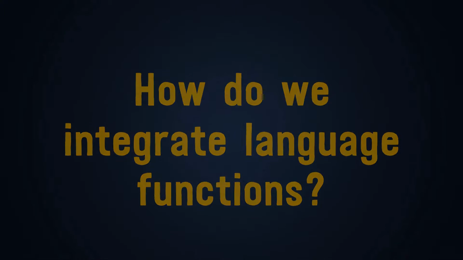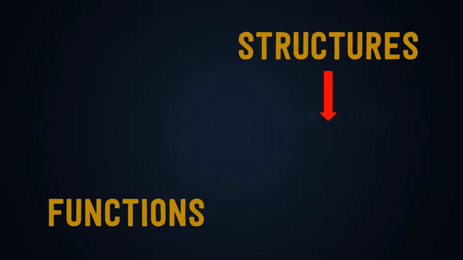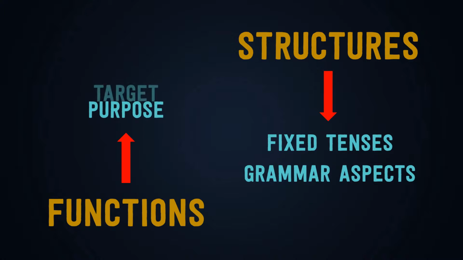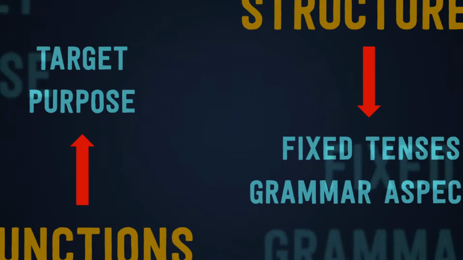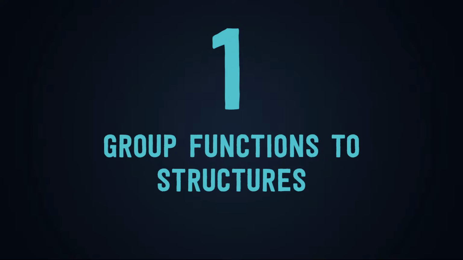Let us explain. Let's split language into structures and functions. Structures are the fixed tenses and grammar aspects, and functions are the purpose of communication, or the target we're aiming at. Combining these two allows us to master the communication we want to have. But you need to have some things in mind if you want to master communication. Number one, group functions to structures.